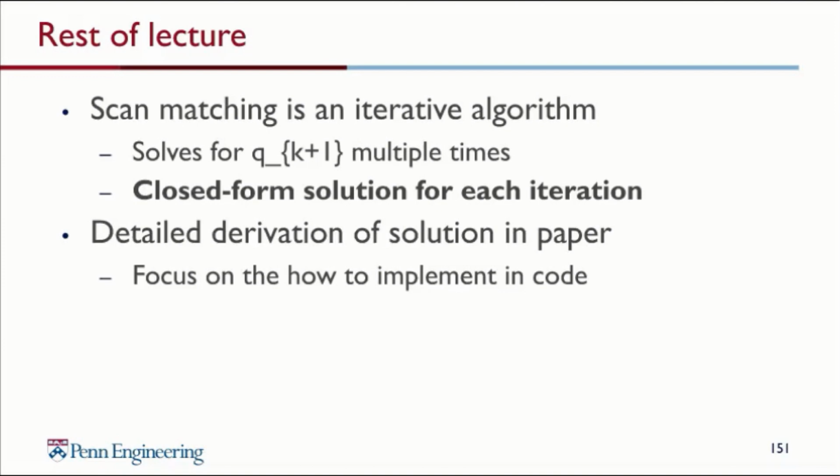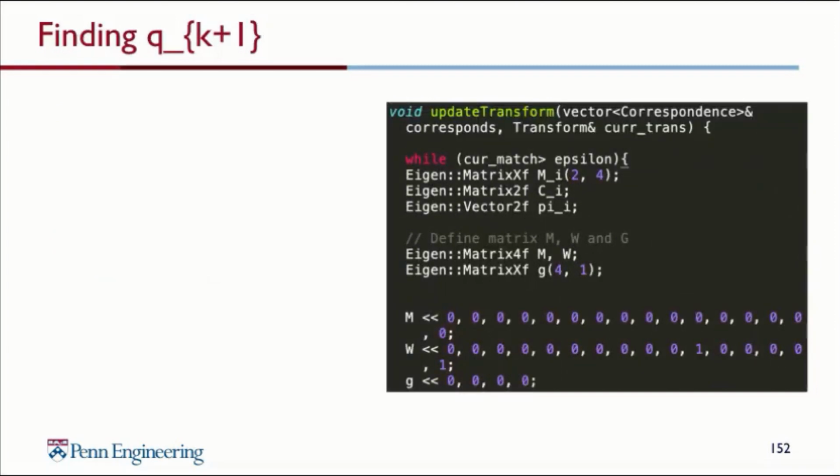And so I will now go into the derivation of this closed form solution. But as before, I'll focus on how to implement the solution in code. The detailed derivation of the solution can actually be found in the paper. Now, in order to find the solution to the optimization problem which we derived before, we implement the computations in the update transform function.